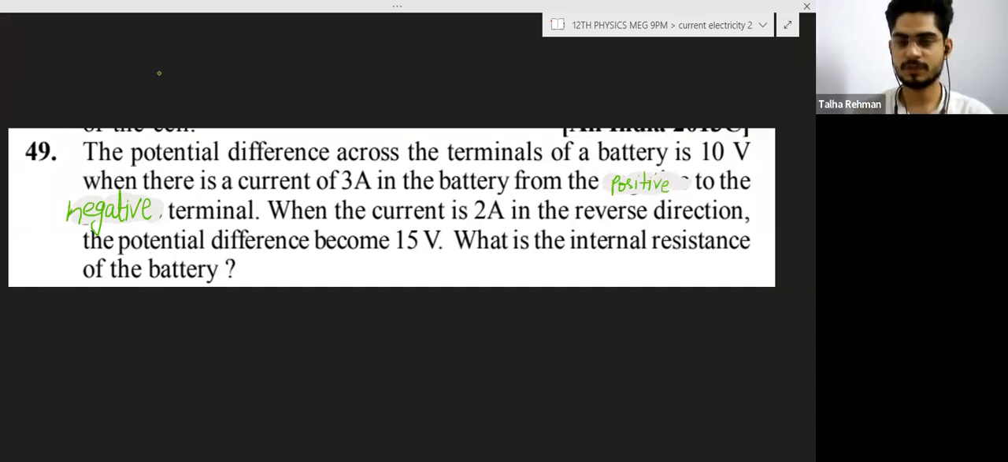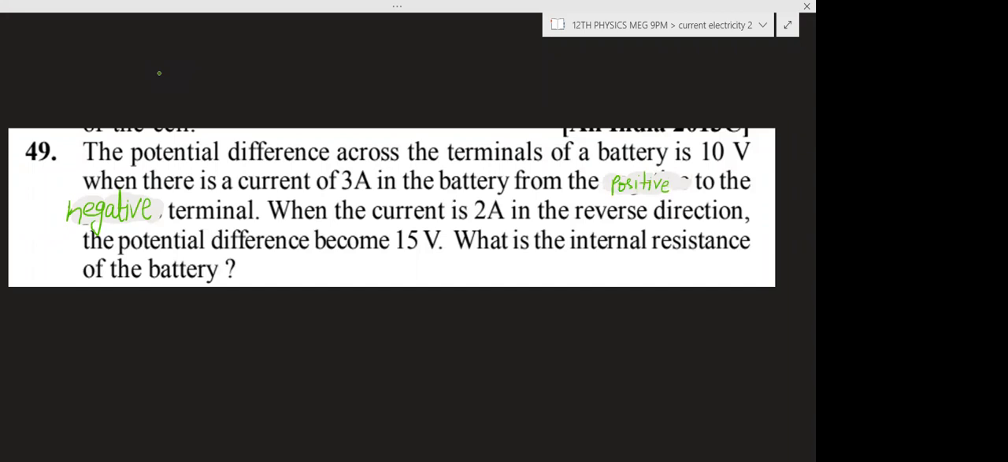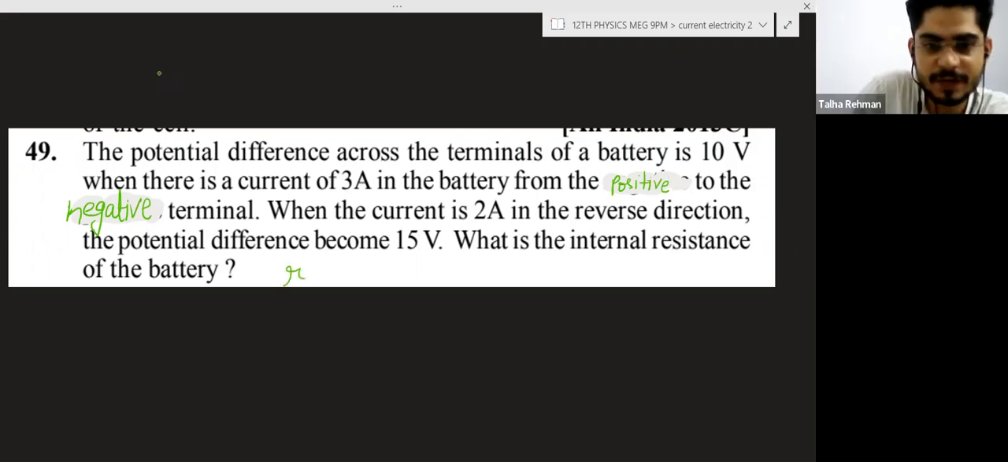So read the question first. The potential difference across the terminals of a battery is 10 volt when there is a current of 3 ampere in the battery from the positive to the negative terminal. When the current is 2 ampere in the reverse direction, the potential difference becomes 15 volt. What is the internal resistance of the battery? Means we have to find the internal resistance.